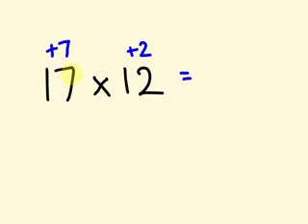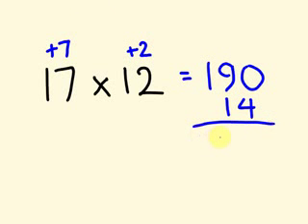We add these two numbers together. We get 100. We get 19, which we're seeing as 190. We multiply these two numbers. We get 14. 190 plus 14 is 204.